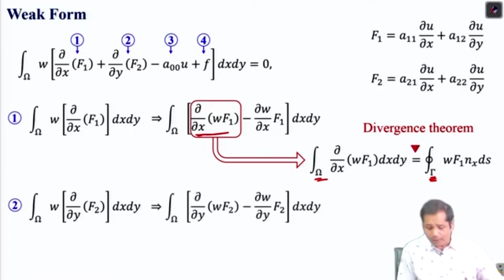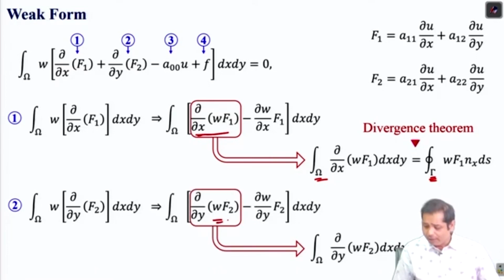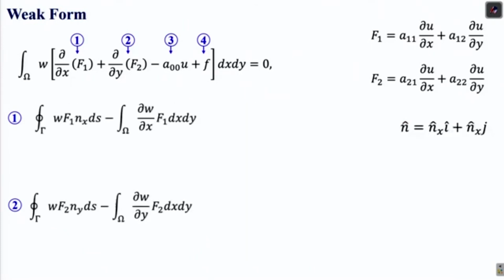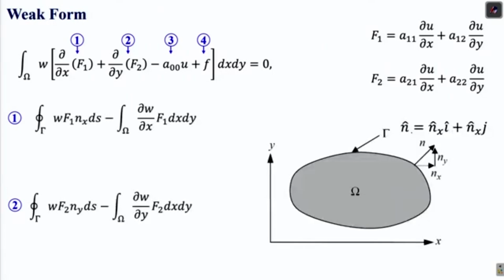So if you integrate it by parts, we will have this, and then this part, if we apply the divergence theorem, will give us this. So this integration is now transferred to the boundary. Okay. Now, this is n. N is, suppose you are moving like this along the boundary of this domain.